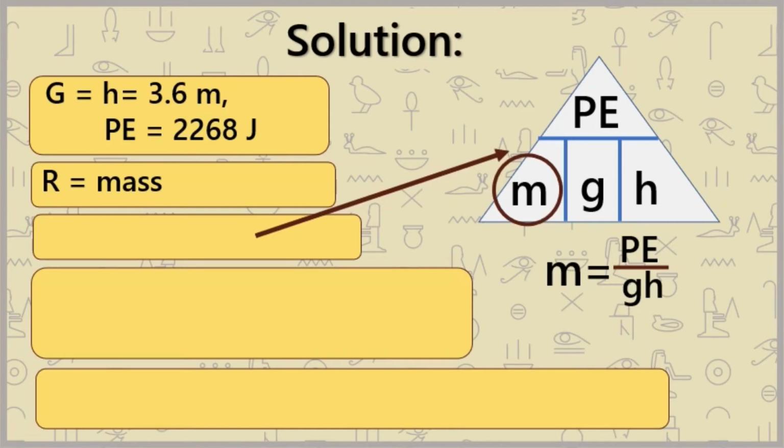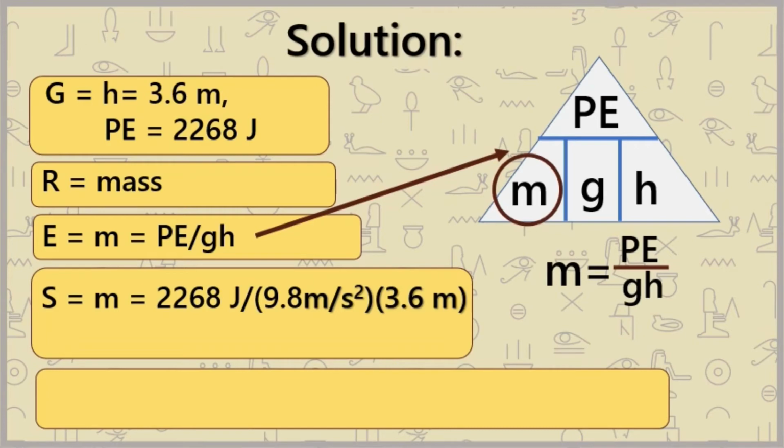Again, we have here a triangle method. A while ago, we were finding for height. In this one, we are finding for mass or M, which is encircled. Therefore, to derive the formula, we're going to divide PE by GH. So M equals PE over GH. Okay? So now let's substitute the given. The given for PE, 2268 joules, is at the top, and at the bottom is 9.8 meter per second squared times 3.6 meter.